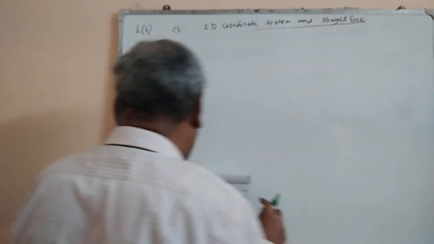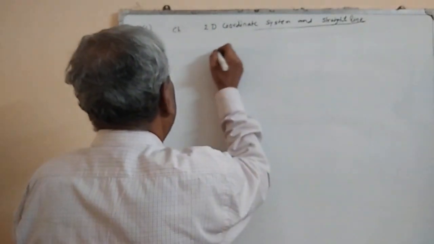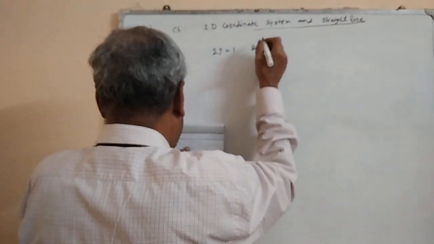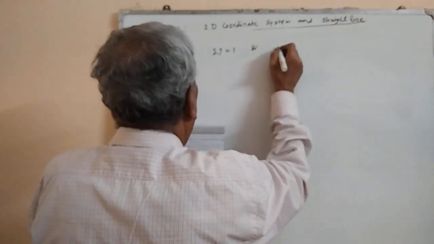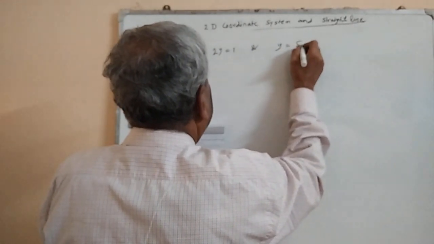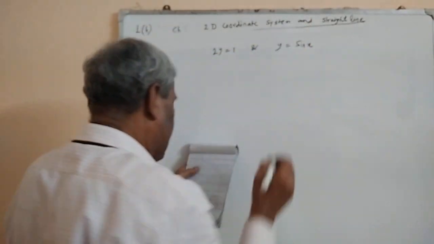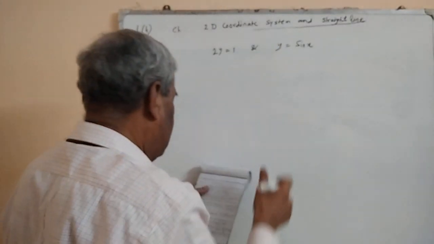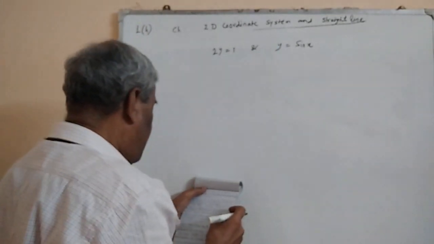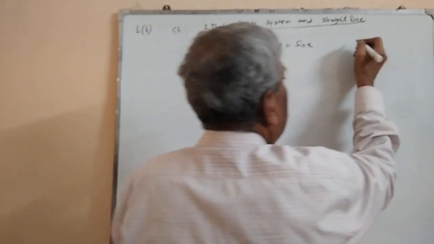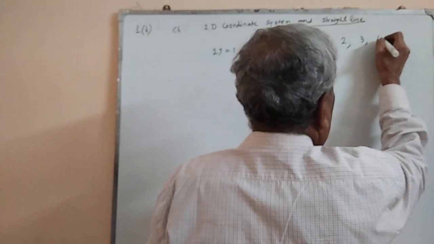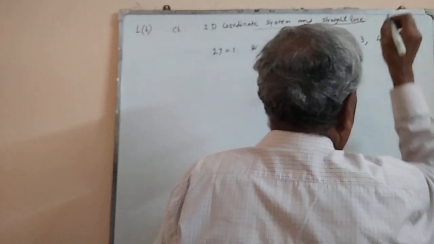The number of points of intersection of 2y = 1 and y = sin x is, the number of points of intersection of this and that is. Options are there: 2, 3, 4 and 8.